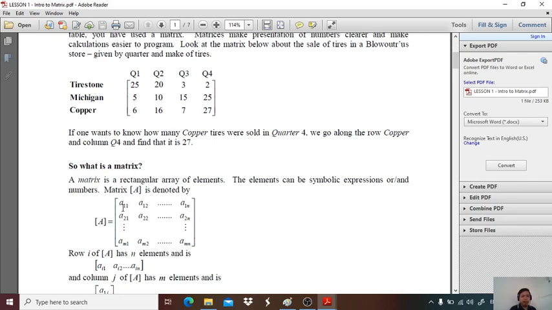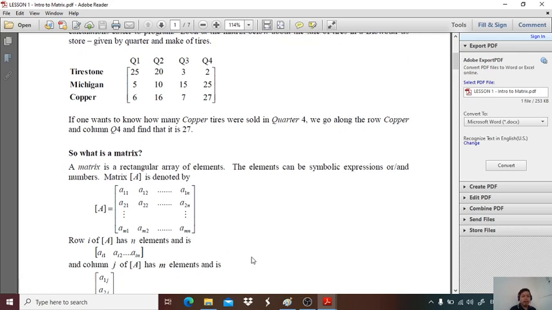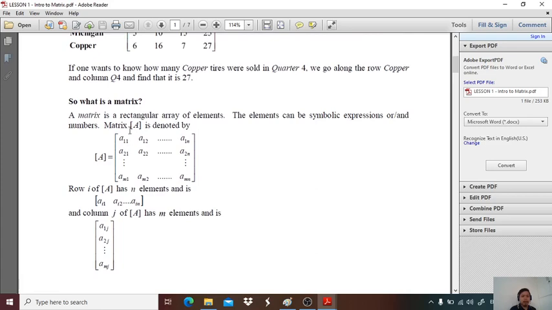Let's say, for example, A11. That is first row and first column. A12 is first row and second column. The same with A21: second row and first column. Row i of A has n elements: Ai1, Ai2, up to Ain. That is the row elements. Then we have column j: this is column 1, column 2, column 3, up to column m.